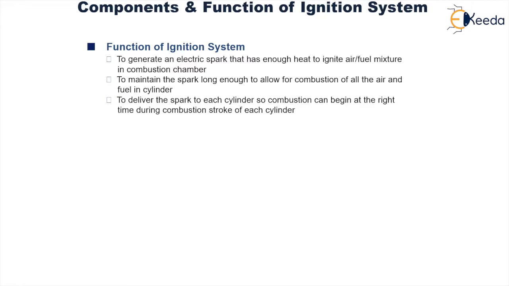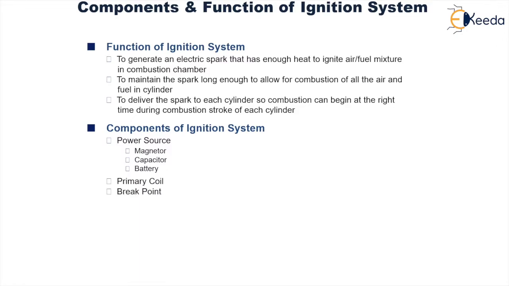Now let us see what the different components of an ignition system are. The first one is the power source. The power to develop the electric spark through the supply of voltage is derived from three different things: magneto, capacitor, and a battery. Other components are the primary coil and the breakpoint. This breakpoint has a mechanical contact breaker or electrical contact breaker.